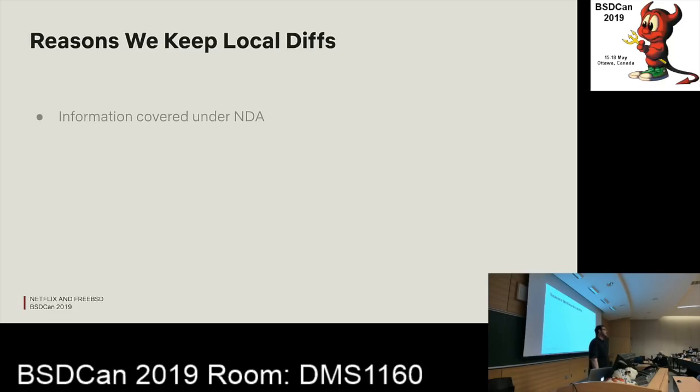Now, there are a couple of reasons why we do keep local diffs. One of them is that we have information covered under NDA. I think there's probably 20 lines of code in the kernel that are covered by an NDA. Some vendors said, here's some information that you can use to get the statistics you want or to flip this feature that you want, but you can't share it with anyone else. And so we can't upstream that because we're not allowed to. But I think it's something like 20 or 50 lines of code. It's an extremely minimal amount.